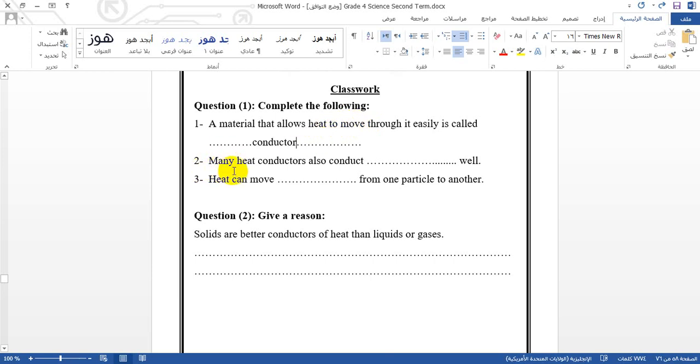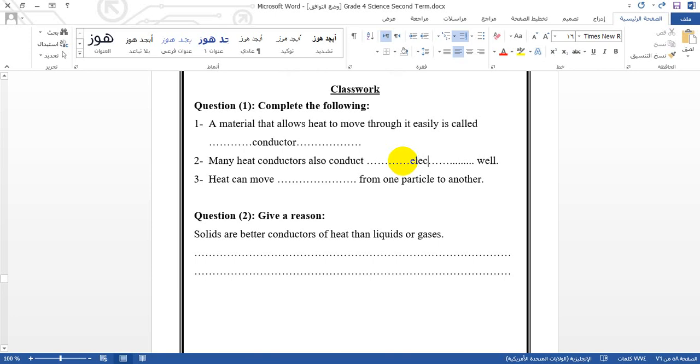Okay. 2. Many heat conductors also conduct what? What do we have to write here, guys? Try to remember. Try to solve with me. In your home, if you want to switch on the light, by what exactly? What makes the light turn on or any device work? There is something, an energy, that makes the devices work in your home. What do we call this energy, guys? Electricity.